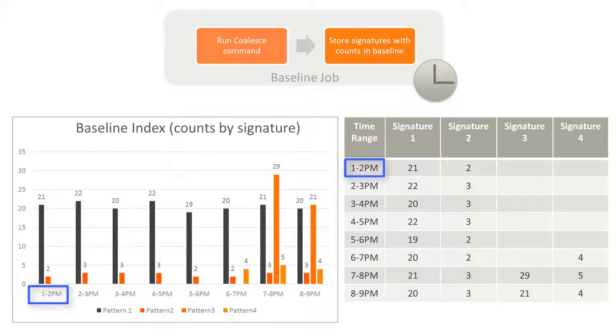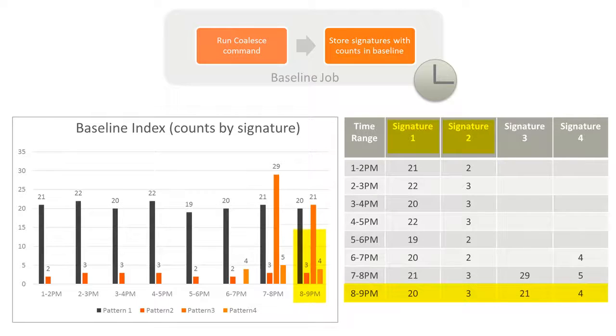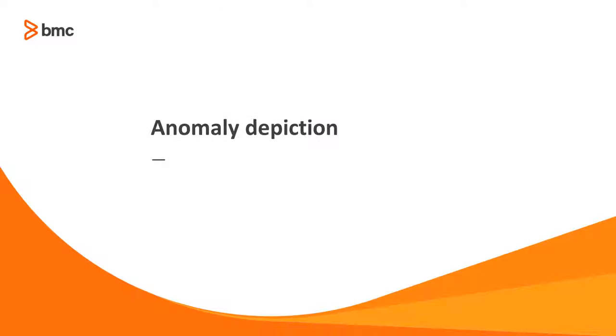In the 1 to 2 p.m. time slot, we see two signatures, signature 1 and signature 2, and their respective counts, which are 21 and 2. Signature 4 appears for the first time in the 6 to 7 p.m. time range. In the last baseline, we see 4 signatures: signature 1, 2, 3 and 4 and their respective counts. This historical information forms the basis and helps to detect anomalies. In the next few slides, we will see different types of anomalies and how ITDA displays them on the UI.